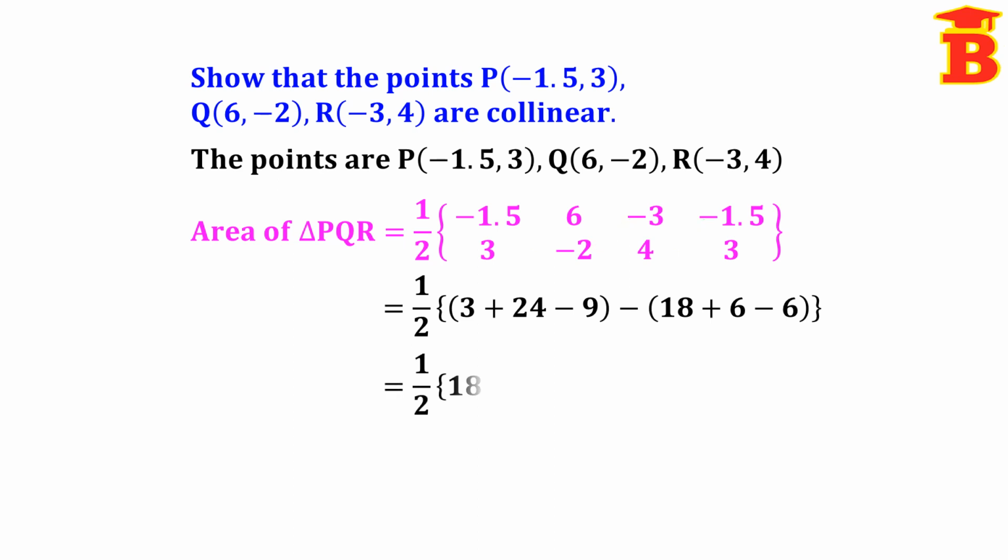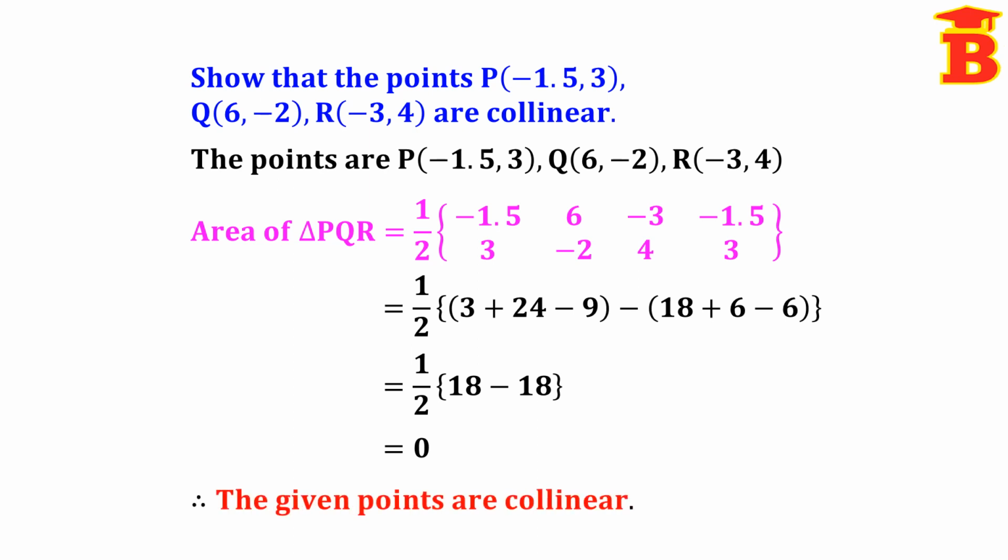Now this is equal to half into, add the first bracket, we get 18, minus adding the second bracket, we get 18. Now 18 minus 18, 0. 0 divided by anything is 0 only. So finally we have got area of triangle equal to 0. Therefore the given points are collinear.